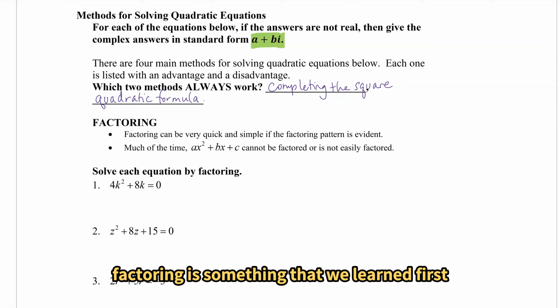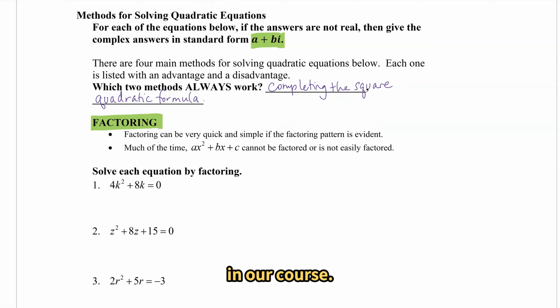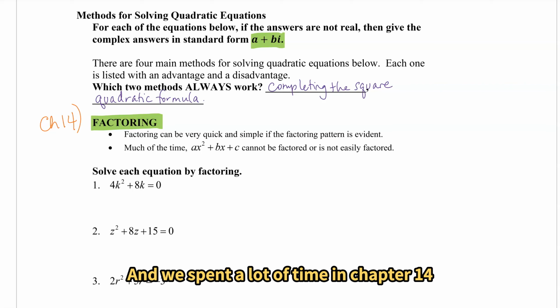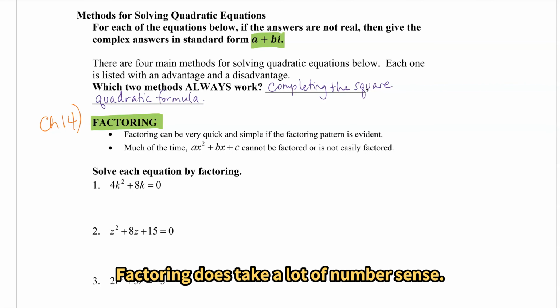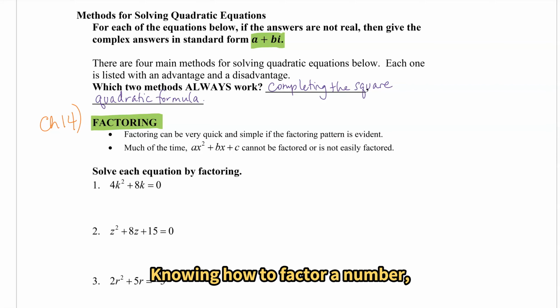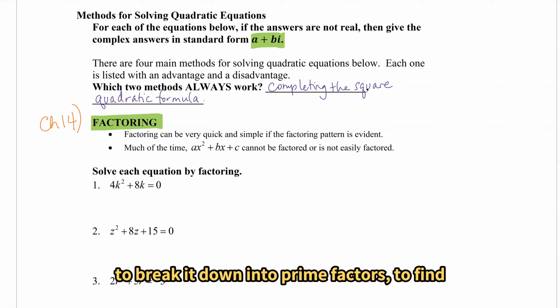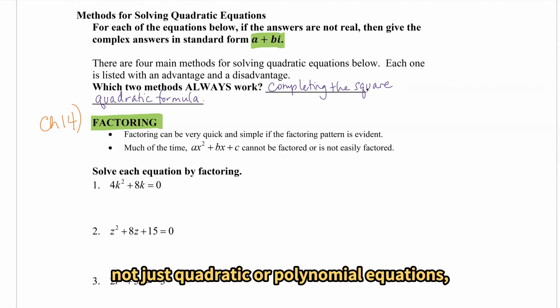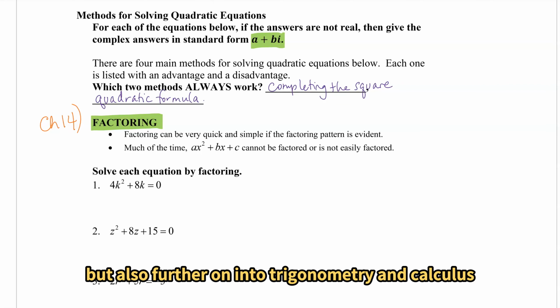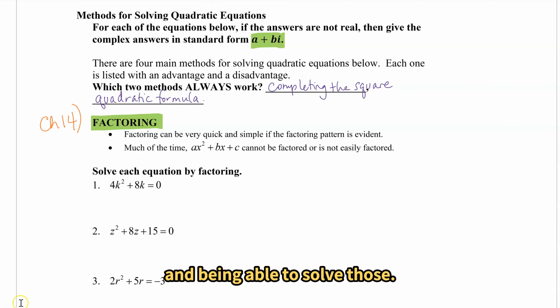Factoring is something that we learned first in our course, and we spent a lot of time in Chapter 14 working on refining our skills at factoring. Factoring does take a lot of number sense. Knowing how to factor a number, to break it down into prime factors, to find factors that are in common is an important skill for solving not just quadratic or polynomial equations, but also further on into trigonometry and calculus and being able to solve those.